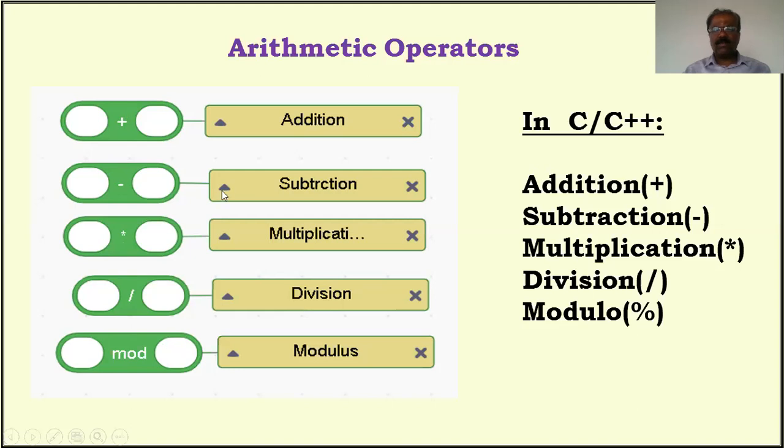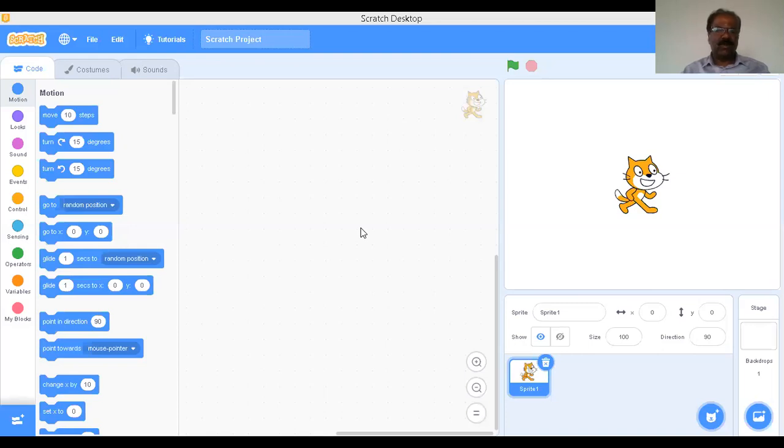If you go for a programming language like C++, we use percentage for modulus. For the rest, it is as it is: plus, minus, star, and division operators. Therefore, now I'm going to explain using a tool called desktop Scratch. That is the tool to perform this job.